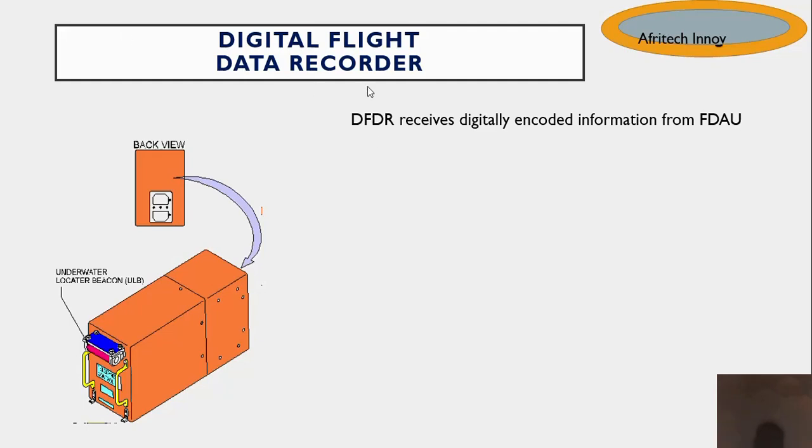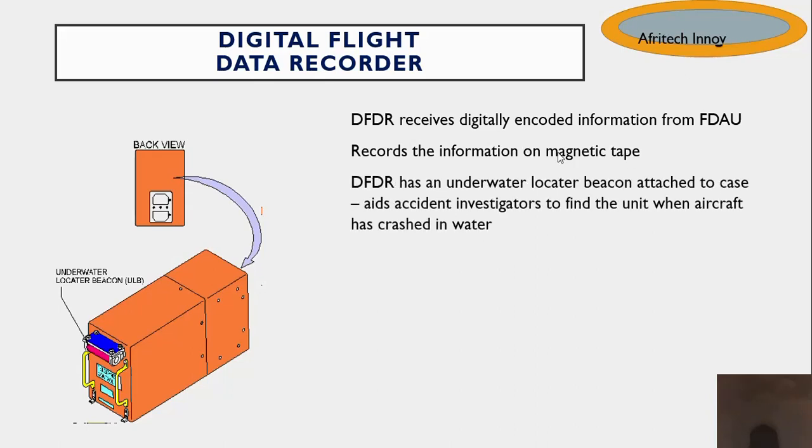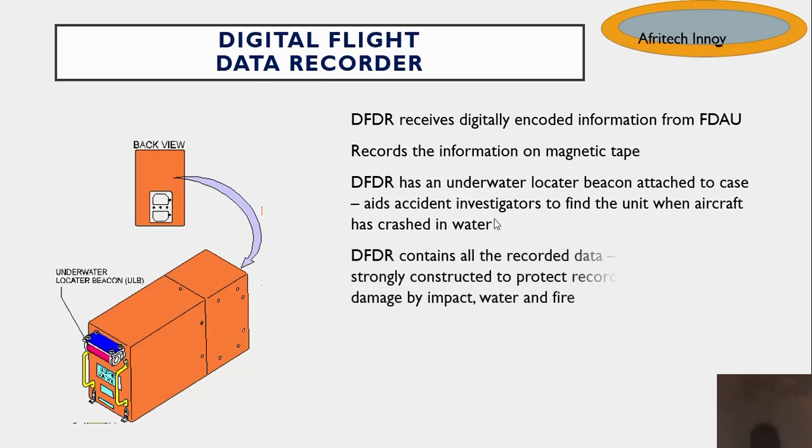We see the digital flight data recorder, the FDR. It receives digitally encoded information from the flight data acquisition unit and records the information on magnetic tape. The FDR has an underwater locator beacon attached to the case. It aids accident investigators to find the unit when the aircraft has crashed in water.